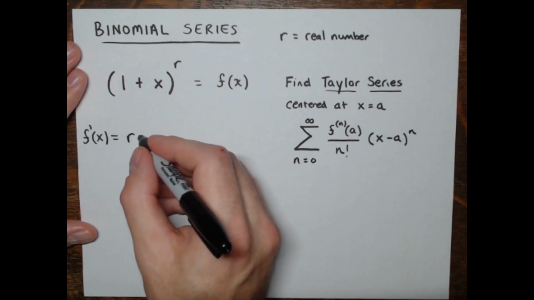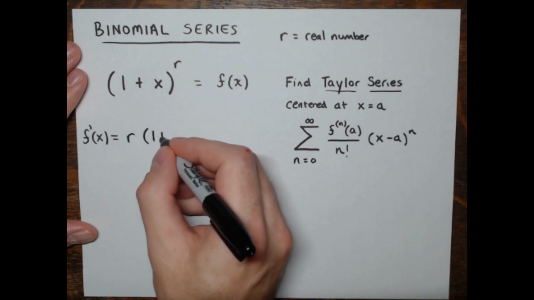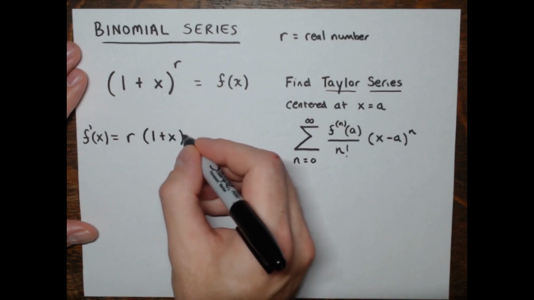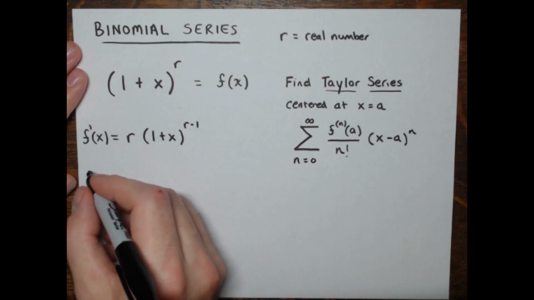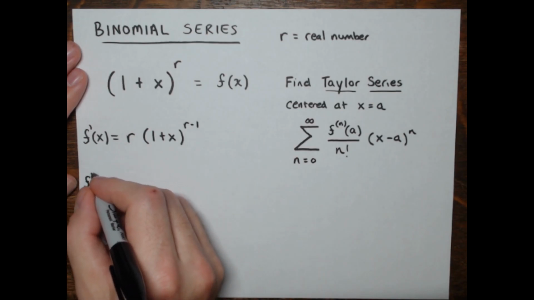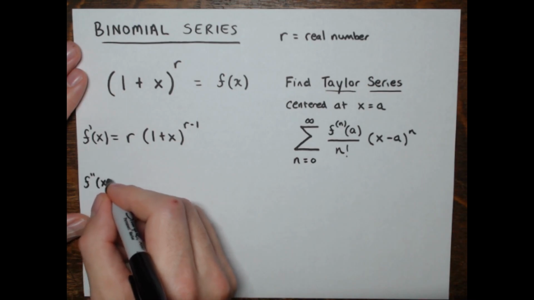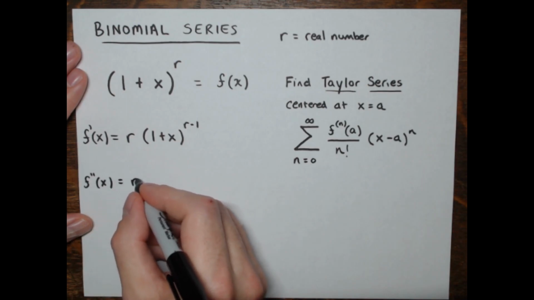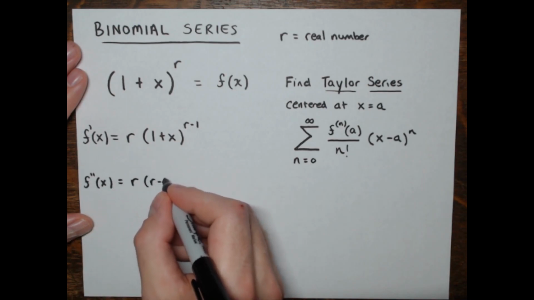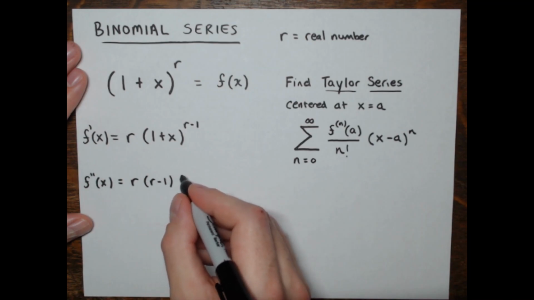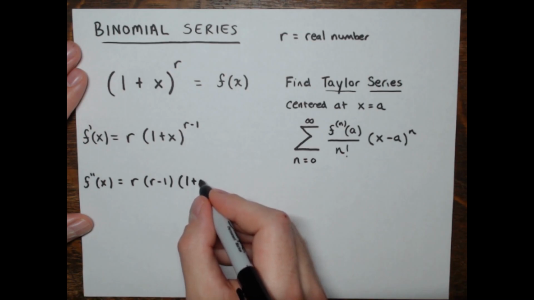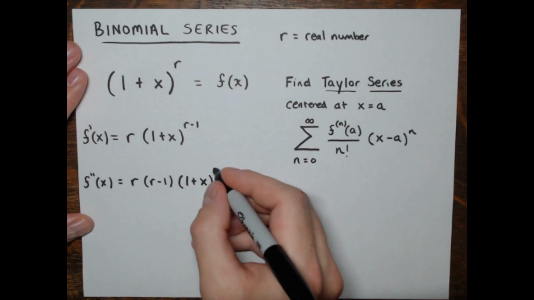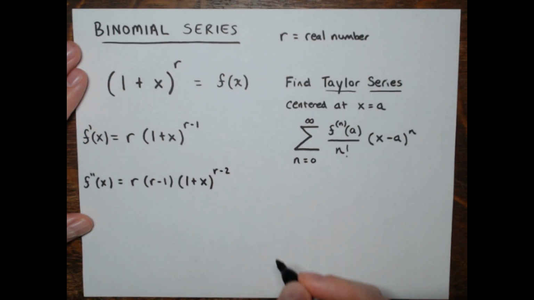So first derivative would be r times 1 plus x to the r minus 1. Then the second derivative would be r times r minus 1 times 1 plus x to the r minus 2.